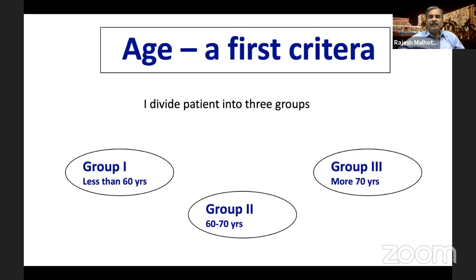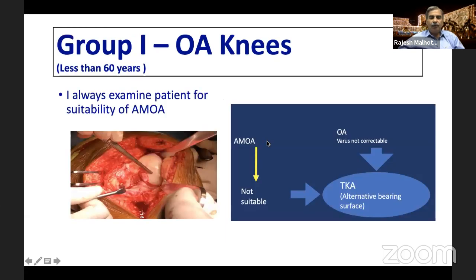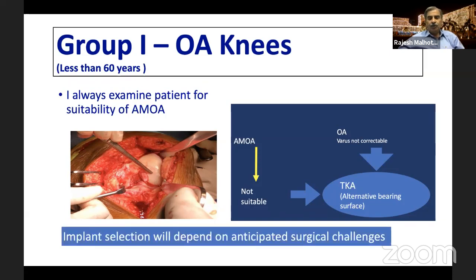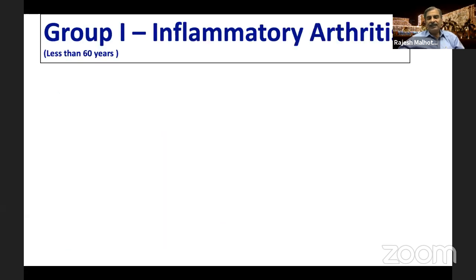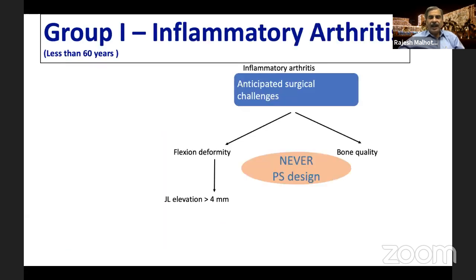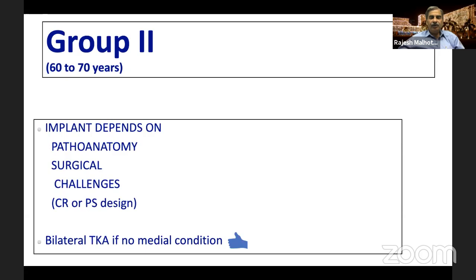So how I choose my implant is, first look at the age: less than 60, 60 to 70, more than 70. All patients I always examine for suitability for partial knee replacement, particularly those less than 60 and those above 70, and in all patients above 80, even if I have to stretch indications, I try to do a partial knee. So the implant selection will depend on the anticipated surgical challenges. I have told you about the inflammatory joint in the young patient. I'll not go over it again.